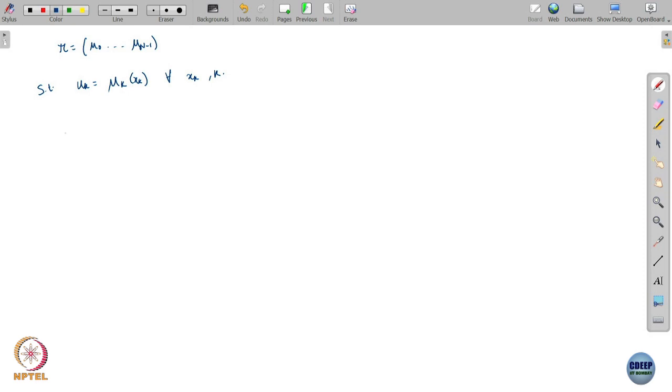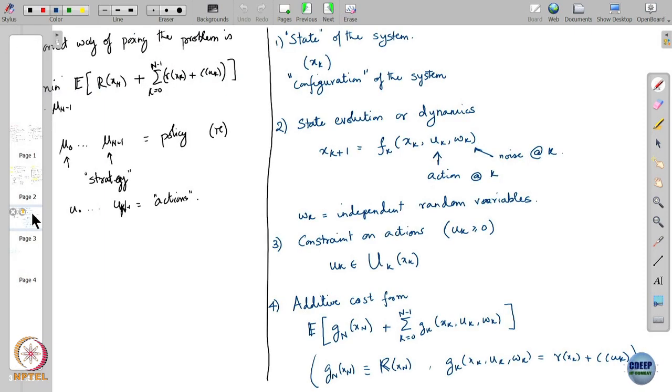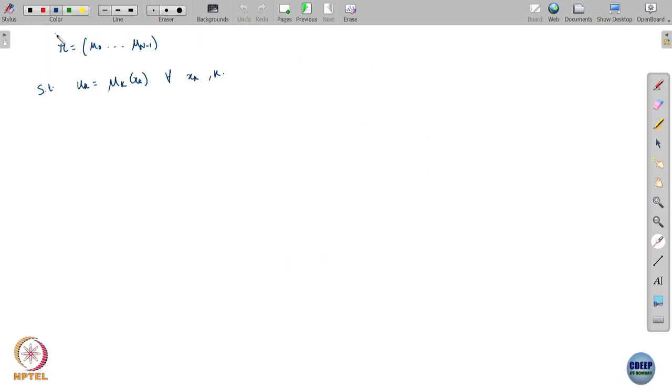Now, what kind of policies are admissible? Remember, we have constraints on control actions, and control actions have to satisfy this particular constraint. An admissible policy is one in which mu k of xk always belongs to capital Uk of xk, for all k. So, an admissible policy is one which satisfies the control constraints that we have.